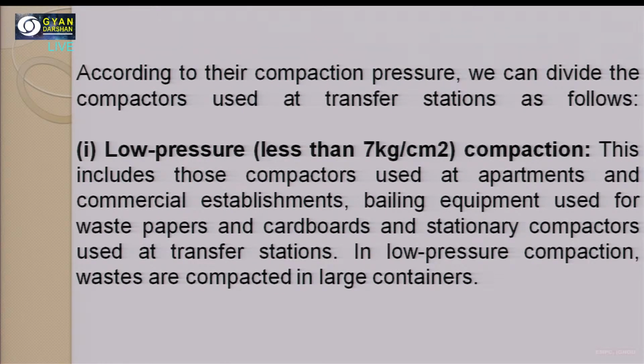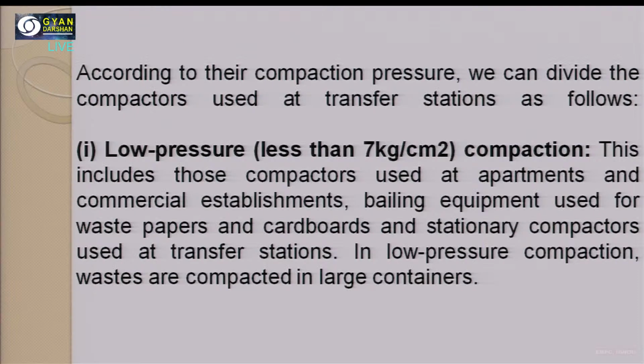According to their compaction pressure, we can divide the compactors used at transfer stations as follows. Low pressure, where pressure is less than 7 kg per square centimeter. This includes those compactors used at apartments and commercial establishments, baling equipment used for waste paper and cardboard, and stationary compactors used at transfer stations. In low pressure compaction, waste is compacted in large containers.